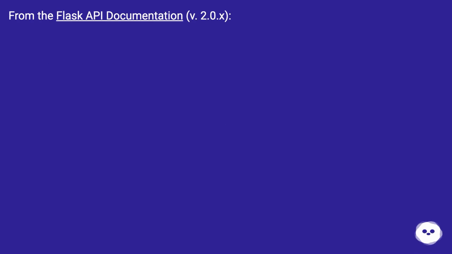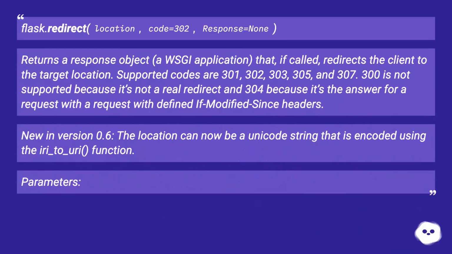From the Flask API documentation, v2.0.x. flask.redirect(location, code=302, Response=None) returns a response object, a WSGI application, that, if called, redirects the client to the target location. Supported codes are 301, 302, 303, 305, and 307.